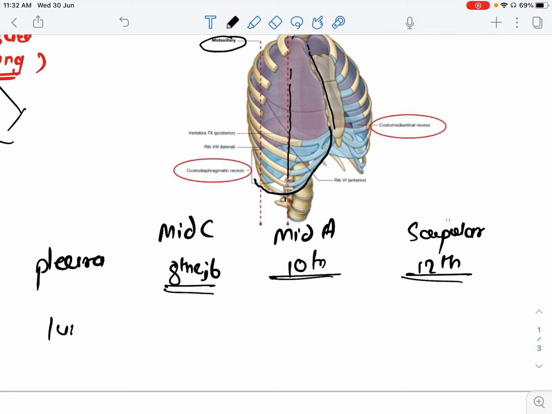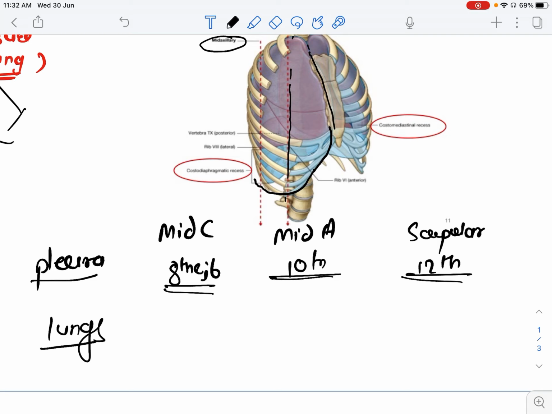Now, as far as lungs are concerned, we know that pleurae are just lining the lungs. So basically, where there is pleura, there is underlying lung. So how much is the difference between these two? How much is the margin for these costo-diaphragmatic and costo-mediastinal recesses? That is roughly 2 ribs. So it will be very simple.